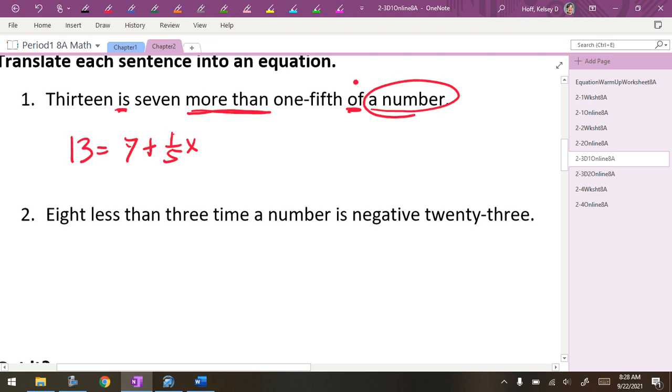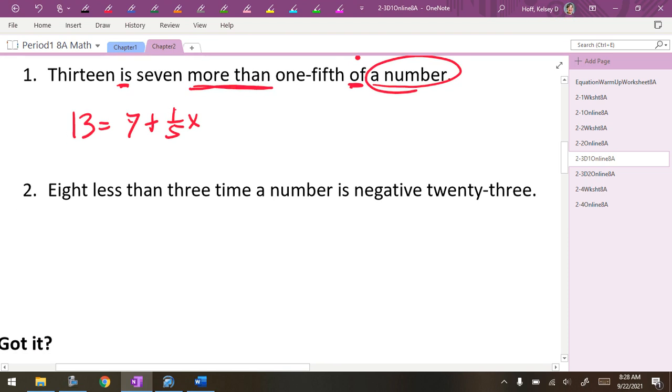I'm going to do the same thing with number 2. Underline any words that mean add, subtract, multiply, or divide. 8 less than 3 times a number is negative 23. Petro, what did you underline? Less than, times, is. This really should say times. Miss Hoff has a typo in there. Did he miss any? Nope, I think he did a good job.